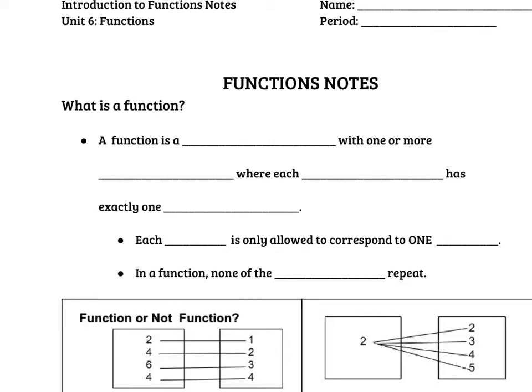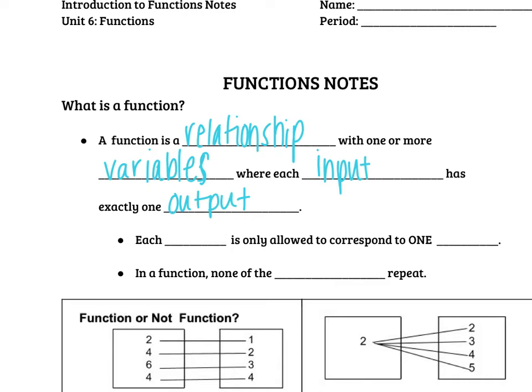What is a function? A function is a relationship with one or more variables where each input has exactly one output. Remember, it's just like the chickens going into the nuggetizer. They came out as chicken nuggets, so exactly one output. Each input is only allowed to correspond to one output. In a function, none of the x values repeat.